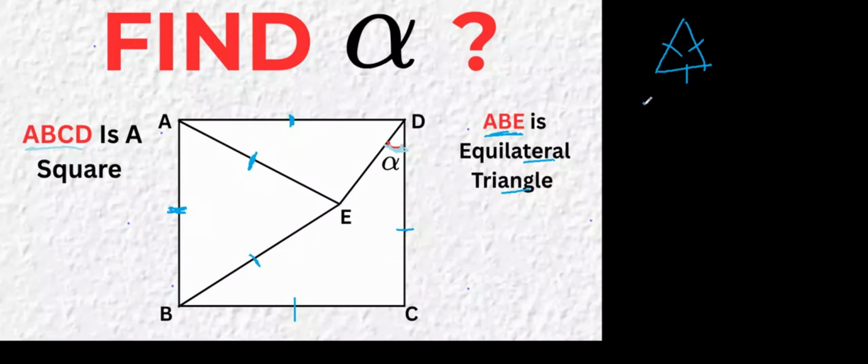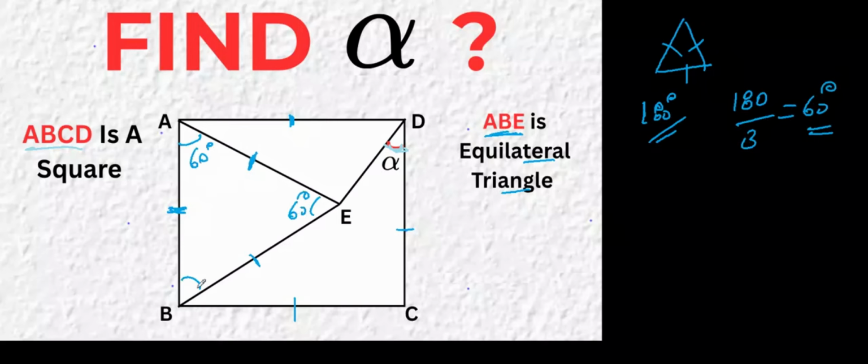So the sum of interior angles of any triangle is 180 degrees. There are three sides, so three angles. 180 divided by 3 is 60 degrees. Since all angles are equal, this will be 60 degrees, this one also 60 degrees, and this one also 60 degrees.